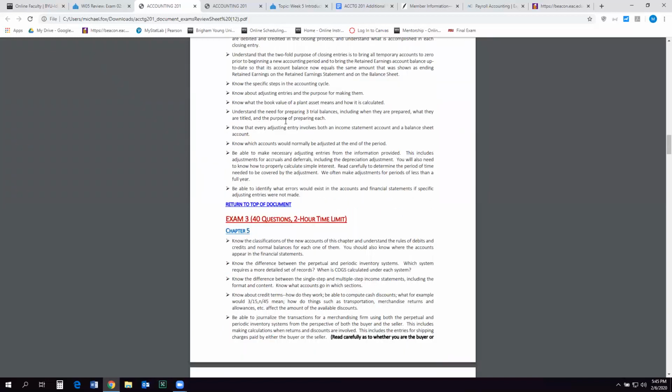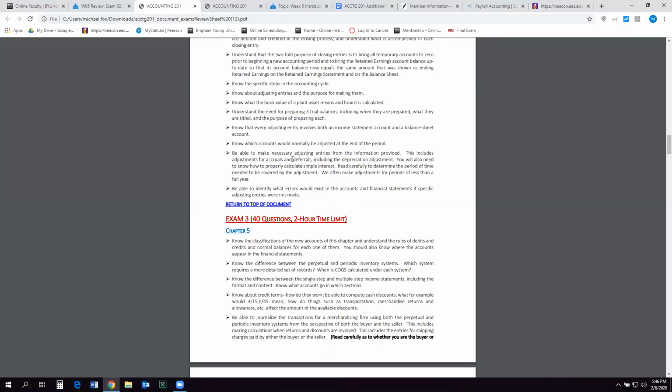This wants you to know that every adjusting entry involves both an income statement account and a balance sheet account. So that's interesting to think about. A revenue or an expense, and an asset or a liability, or I guess an equity, but really it's assets and liabilities almost all the time. Know which accounts would normally be adjusted at the end of the period. Okay, we just said that. Revenue, expense, assets and liabilities.